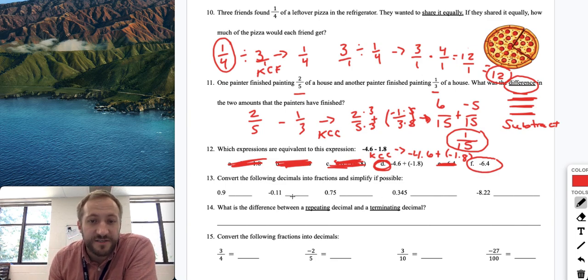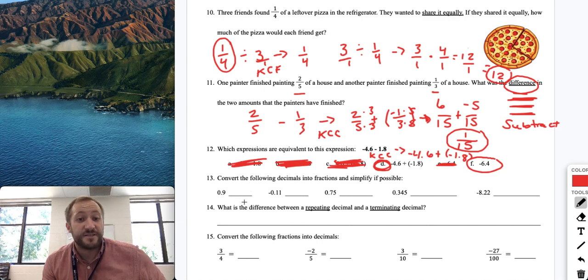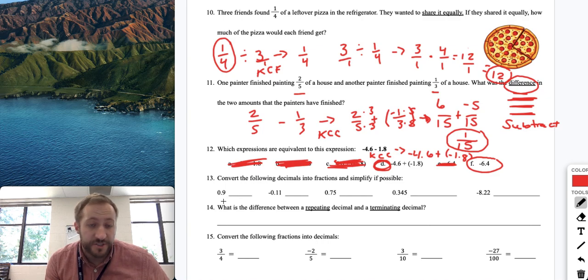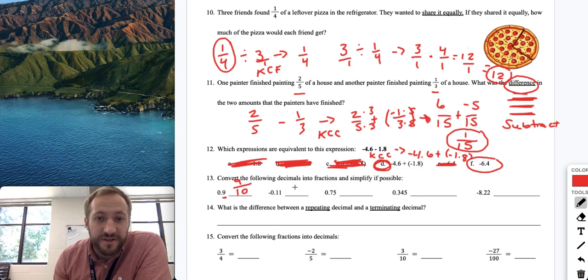Convert the following decimals into fractions and simplify if possible. So whenever we convert decimals into fractions, the biggest thing I have to look for is place value. So looking at this decimal 0.9, wherever the number after the decimal ends, that's the place value. So this is 0.9. That 9 is in the 10th place. That means my fraction has a denominator of 10. And then I put this number right on top as the numerator. 0.9, 9/10. Doable, easy, right?